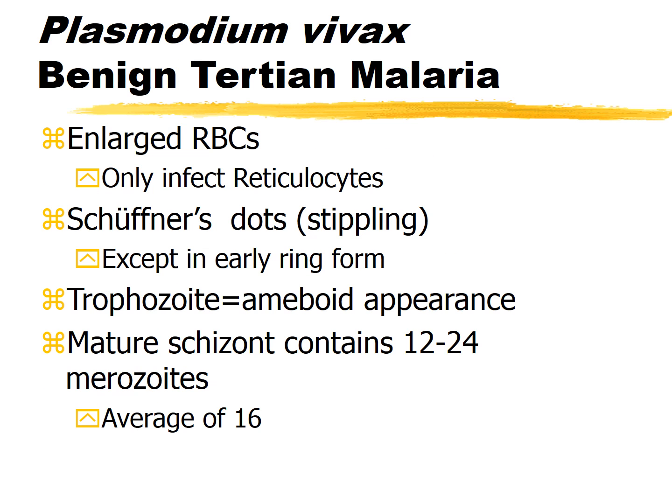Okay, so let's start talking about the individual species. Plasmodium vivax is known as benign tertian malaria. It only affects reticulocytes. Remember, reticulocytes are your immature red blood cells, so they're going to be enlarged. You'll see Schüffner dots, which is known as stippling, except in the early ring forms you won't. The trophozoite will have an amoeboid appearance. And the mature schizonts contain 12 to 24 merozoites with an average of 16.